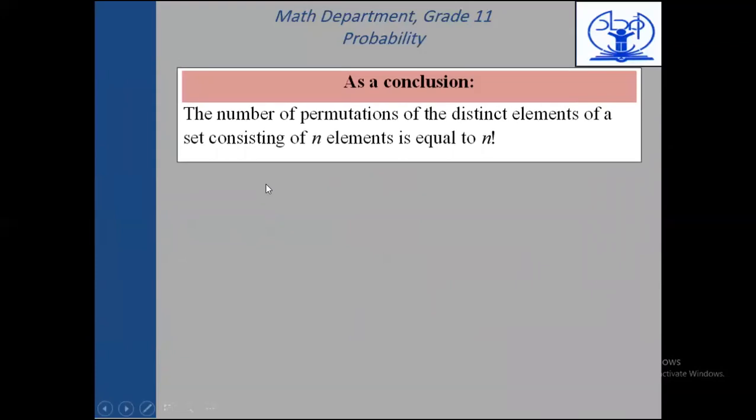So, as a conclusion, the number of permutations of the distinct elements of a set consisting of n, so the number of permutations of n distinct elements, is n factorial.